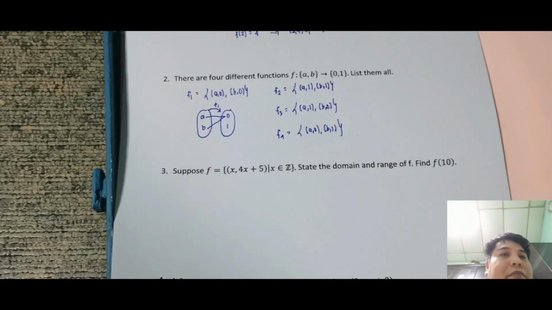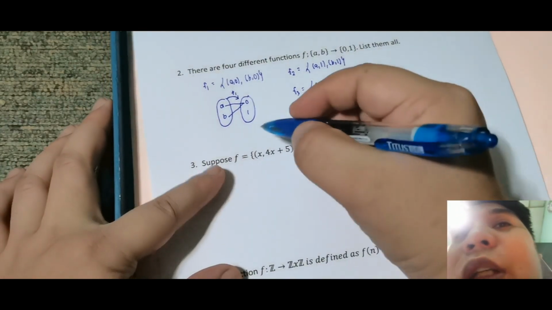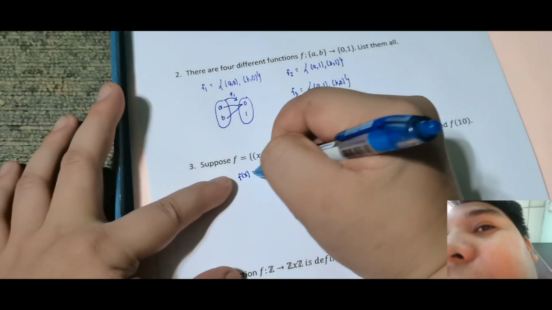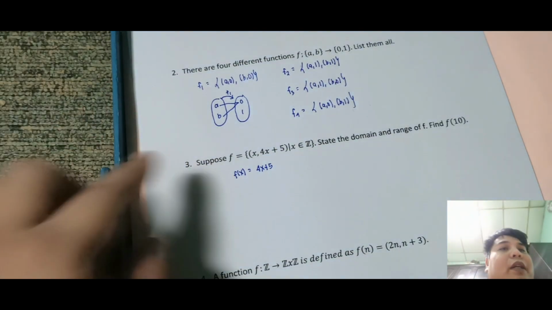Okay, then number 3. Suppose that F is equal to the set containing (x, 4x + 4) such that x is an element of integers. State the domain and range of F. Find F of 10. Okay, so ngayon, i-rewrite ko lang ito ha. Ito ay pwedeng i-write natin as by definition, this is F of x is just equal to 4x + 5. Napakasimple lang, no?